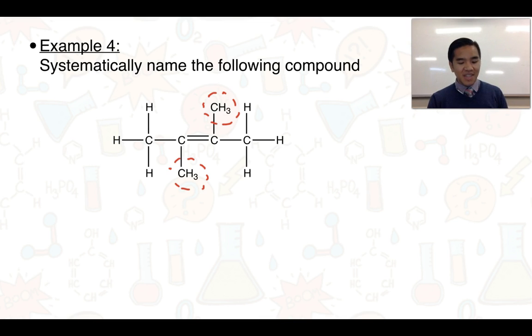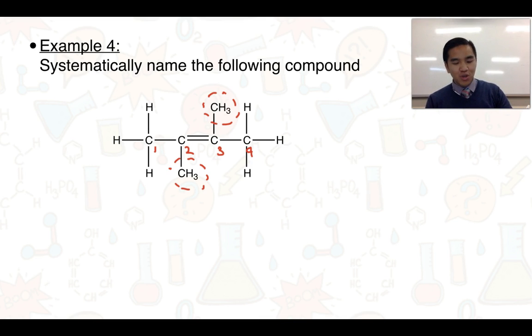And in this case, it doesn't actually matter which way I number this. So I'll just number it from left to right. And you can confirm this if you want to number it from right to left, that the names are actually going to be the same. But let's name the alkyl groups first.